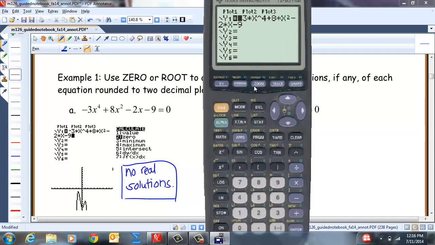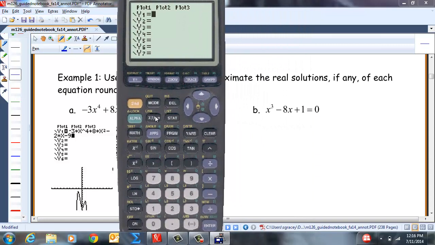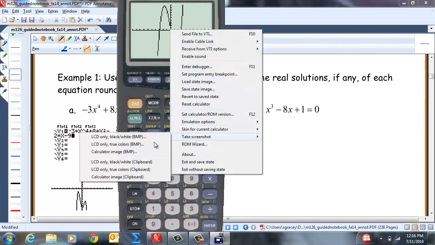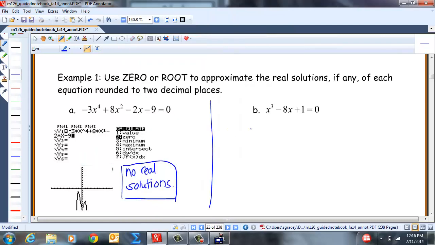So going back to y equals, clear this out. This one is x cubed minus 8 times x plus 1. And we'll graph this one. Okay, so here is the picture of the graph. It clearly crosses the x-axis.